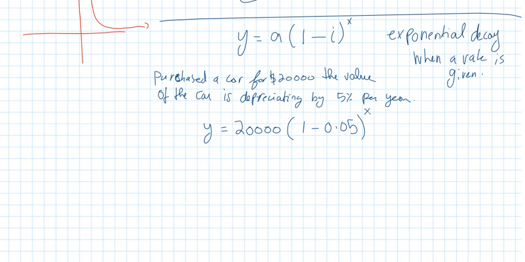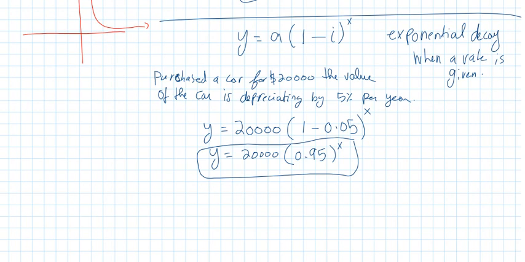And then if I do the simplification for this, y equals 20,000 times 0.95 to the power of x. Okay? So this is what my equation would look like.